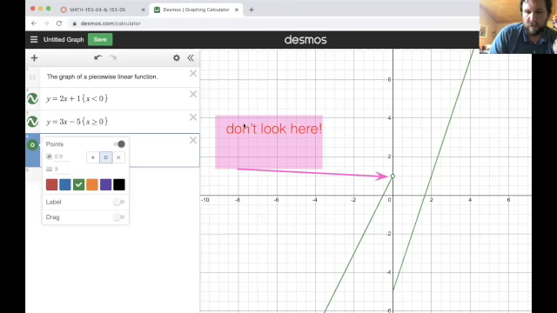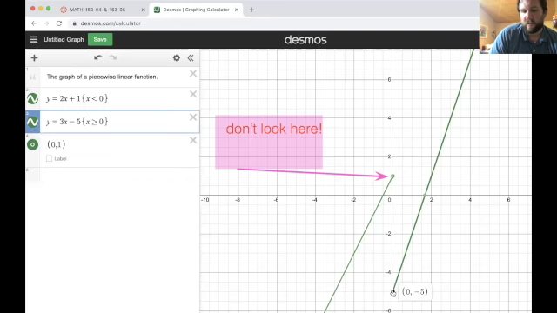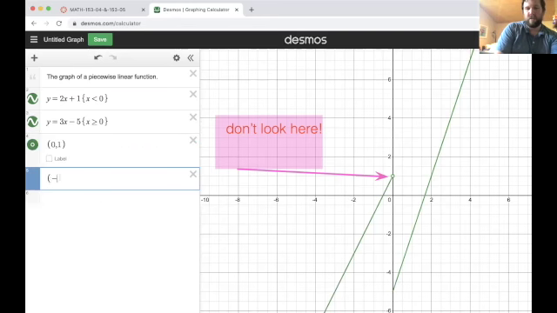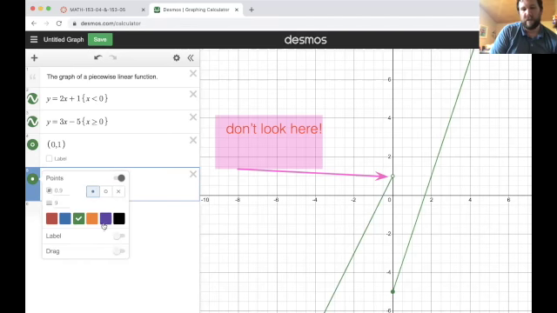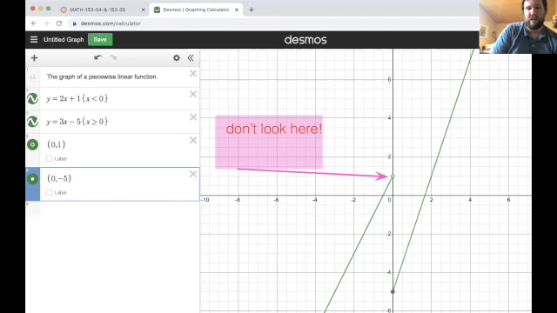So don't look here at this open circle. Instead, look down here at this closed circle. So I'm going to add another point at 0, -5, which is where the correct value is. And that tells me I should be looking at this closed circle. And this would be the graph of g of x.